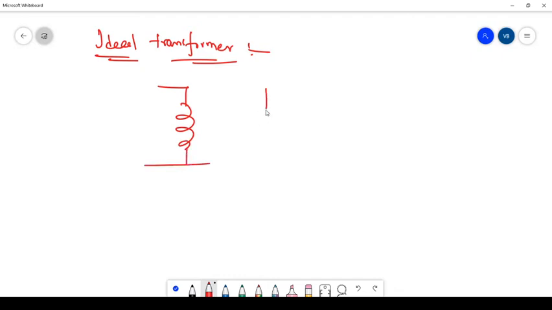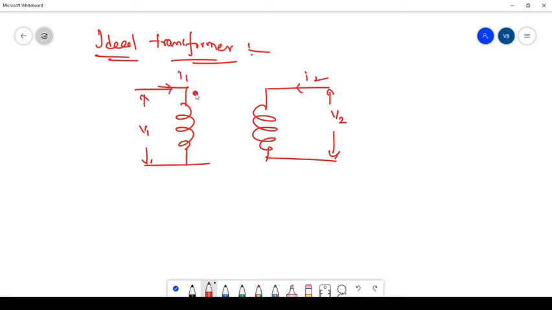Let us take this as the first coil and this as the second coil. Here you apply voltage V1 and here you apply voltage V2. The currents I1 and I2 both enter at the dotted terminals. Let us take the mutual inductance value as M, the inductance values as L1 and L2, and the quotient of coupling as K equals 1.